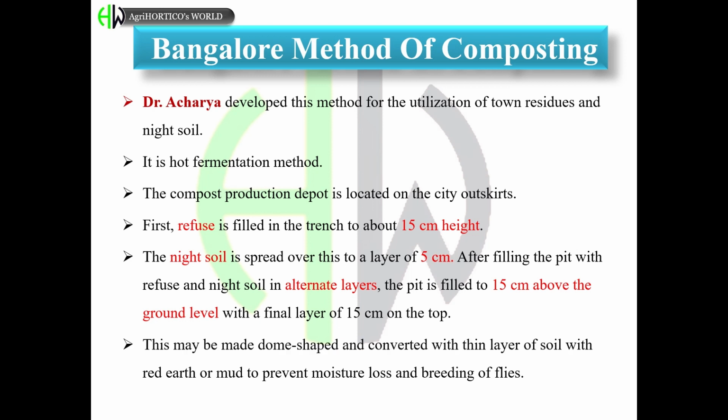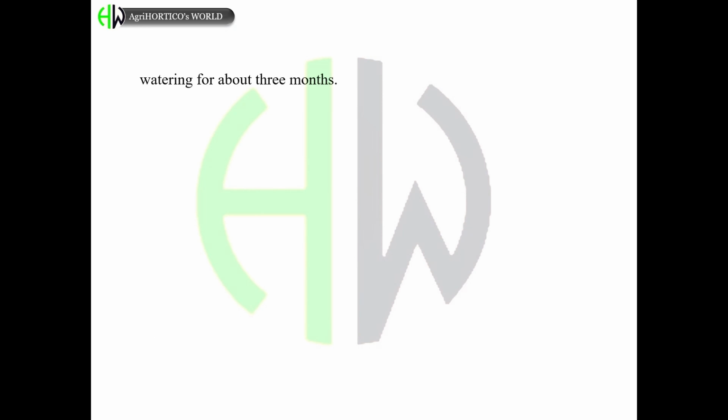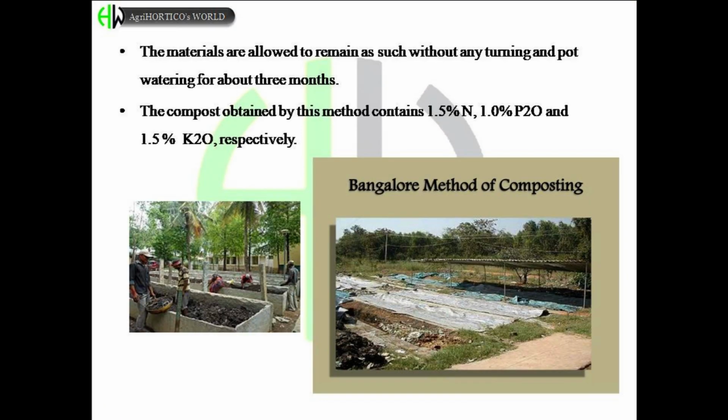This may be made dome-shaped and covered with a thin layer of soil, red earth or mud, to prevent moisture loss and breeding of flies. The materials are allowed to remain as such without any turning and watering for about 3 months. The compost obtained by this method contains 1.5% nitrogen, 1.0% phosphorus oxide and 1.5% potassium oxide, respectively. These are images of Bangalore method of composting.